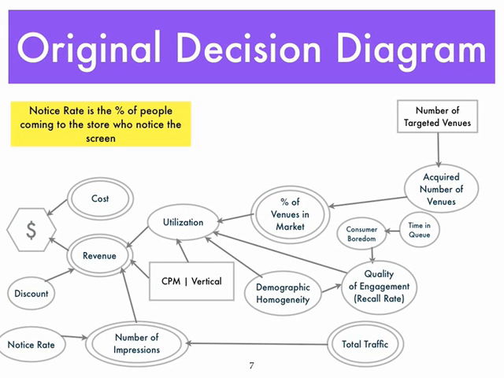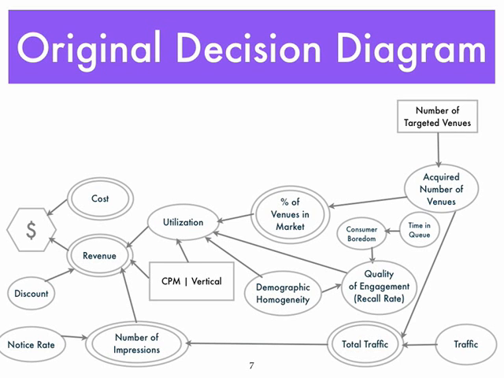With the number of impressions, here's where the question that you just asked comes into play. We have what's called a notice rate, which is really the percentage of people that come to the store who look at the screen, slightly different from the recall rate. So the notice rate is something that's quite important to consider, especially since the number of impressions is the way they choose to characterize the revenue stream, right? That's very important in the calculation. Number of impressions also then is related to the traffic that comes into the store, and therefore the number of venues that you have acquired. Any questions?